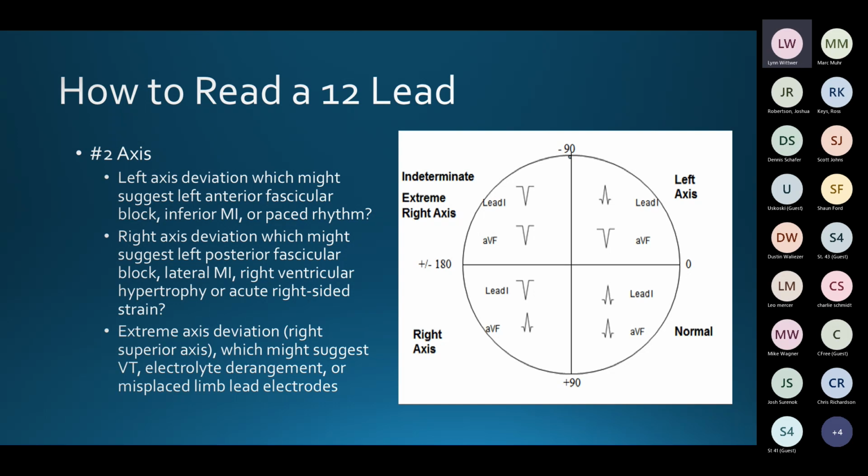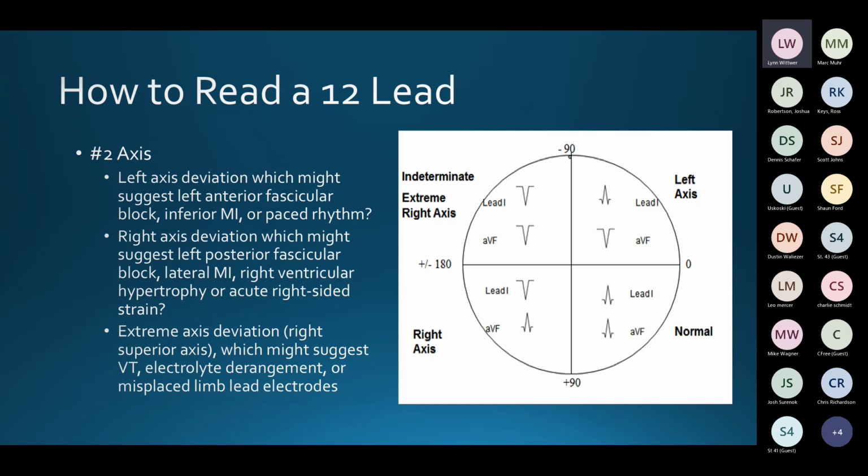Right axis is +90 to +180. It's also -180 if you're looking at it the other direction. And then indeterminate or extreme right axis is that area between +180 and -120, roughly. Indeterminate is up at the top end, but it all falls into extreme right axis.